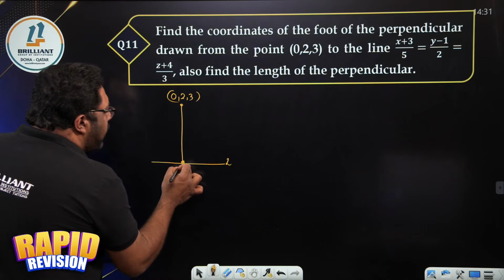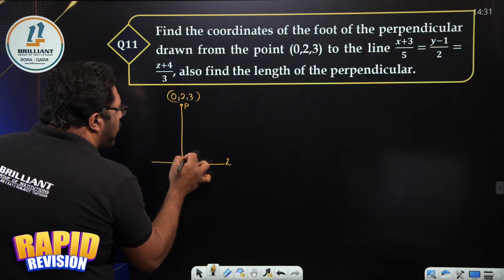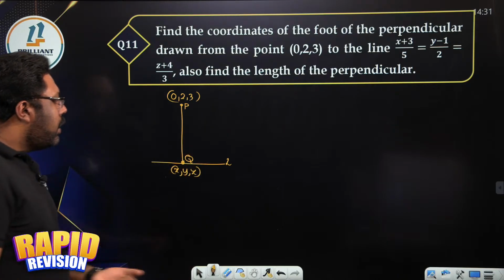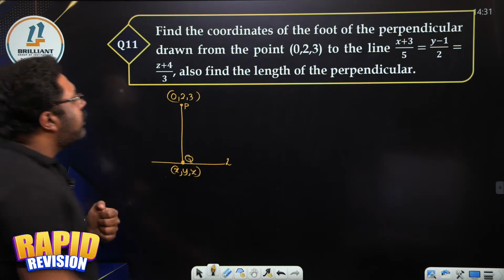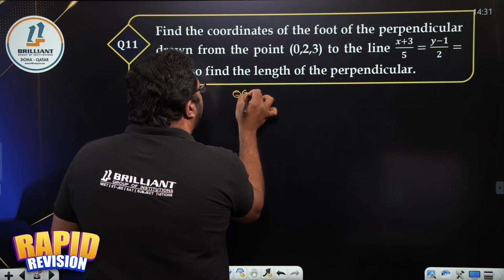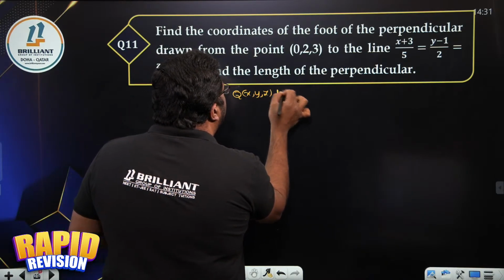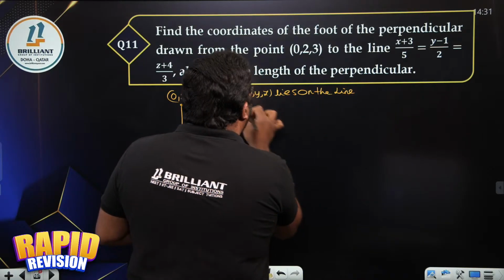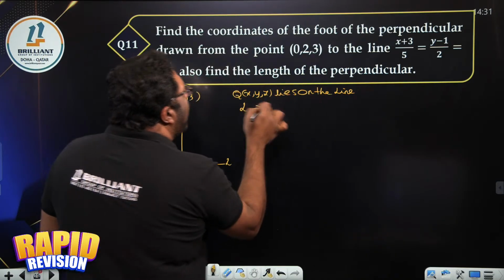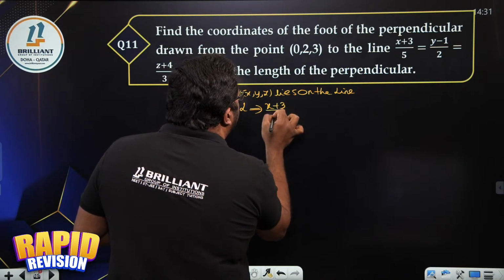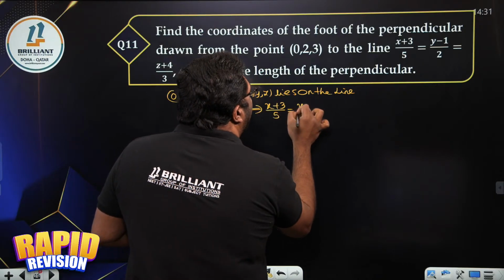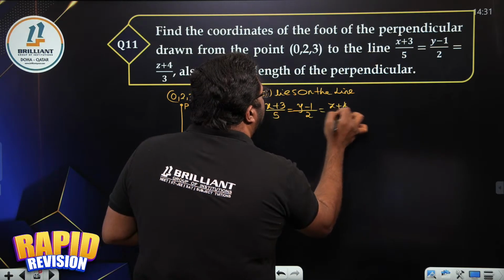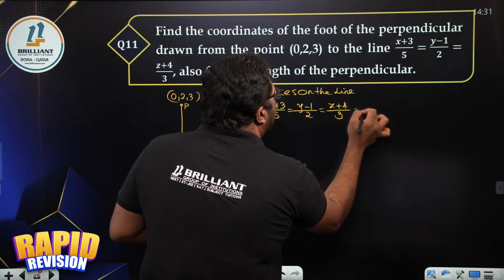Okay, so I'm assuming that this point is P, this point is Q, and because it is unknown, I'm calling it (x, y, z). But I do know that Q lies on the line L. Q (x, y, z) lies on the line L, and we know L is (x + 3)/5 = (y - 1)/2 = (z + 4)/3 = lambda.